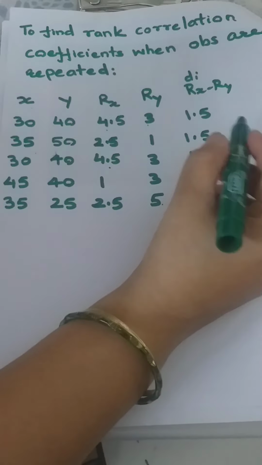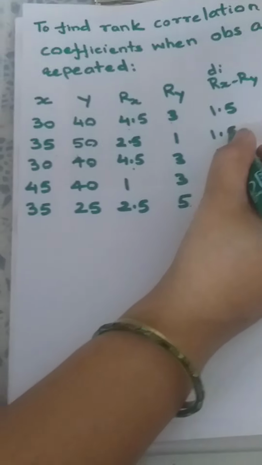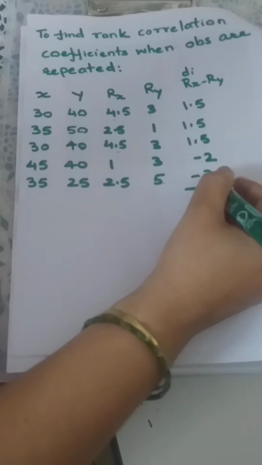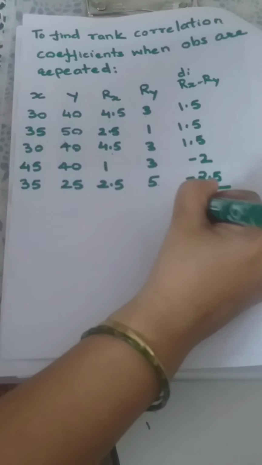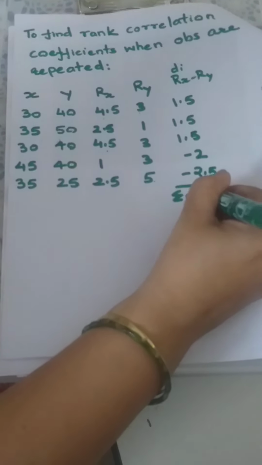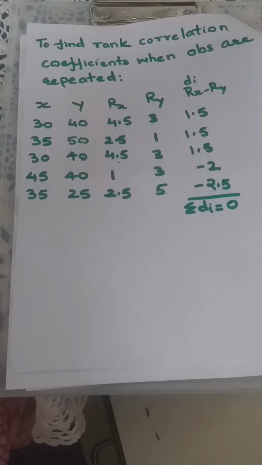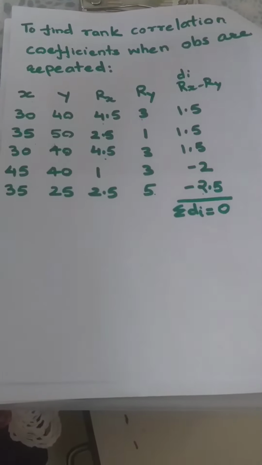Let us check that. So 1.5 gives out 3. 3 plus 1.5 is 4.5. 4.5 minus 2 comes out to be 2.5. And 2.5 minus 2.5 comes out to be 0. So I write here summation Di equal to 0. Fine. Then the next thing is, I should find out what?